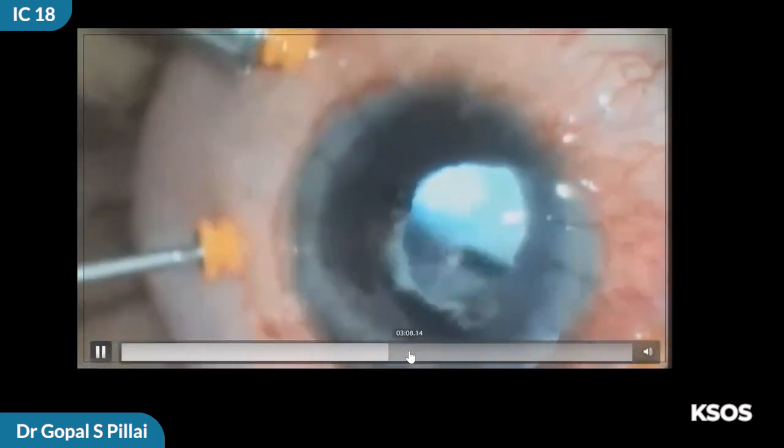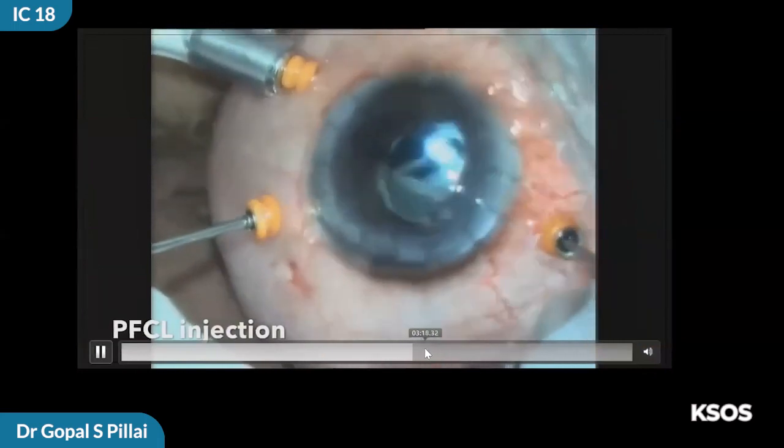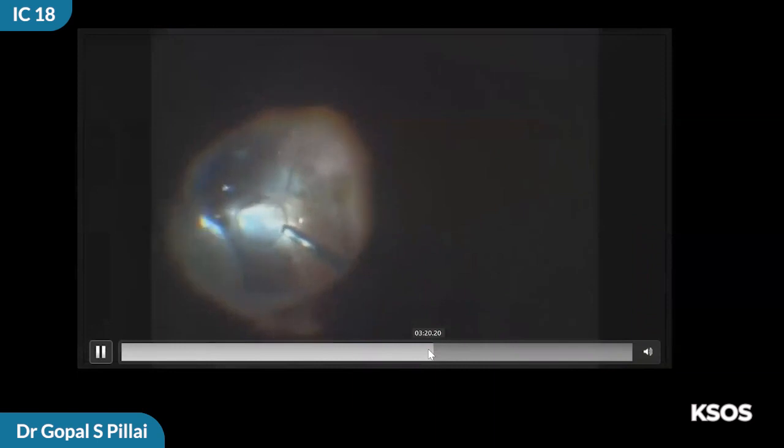This is a point of time where I decided that I will use PFCL. So PFCL was injected there. And you can see that I could see PFCL there, but there was a subretinal PFCL here. You can see the bulla here like a choroidal detachment. And that requires to be removed. We had to make an opening there and slowly remove the PFCL from that particular area.